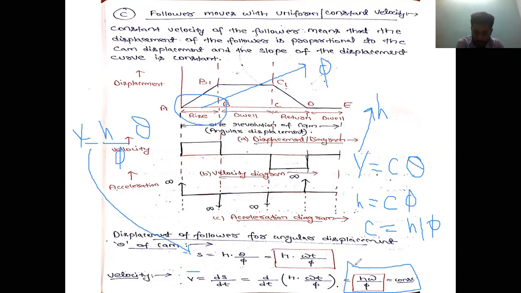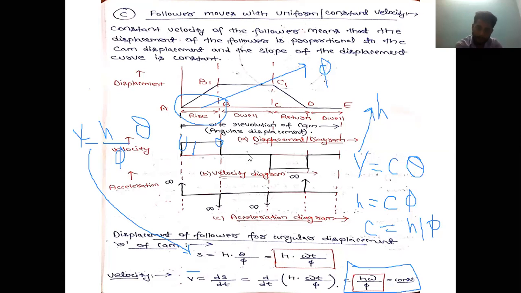And this is the maximum velocity by which the follower will travel, and this is constant. Why constant? Because in the question it has been told that the follower is moving with uniform velocity. That means this value on the y-axis is h omega by phi. Is it clear? Any doubt?